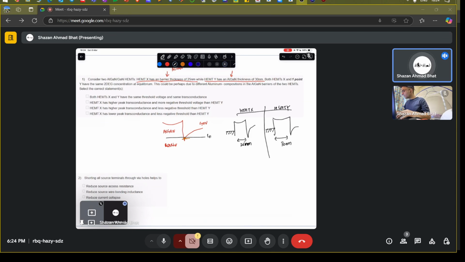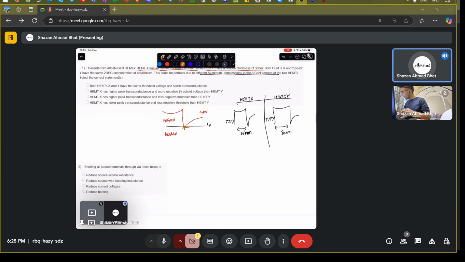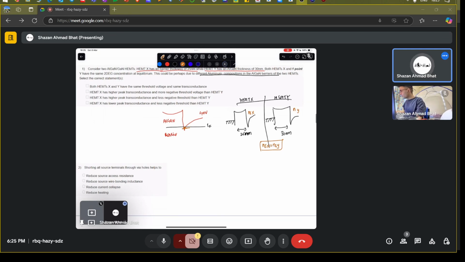Both HEMTs have the same two-dimensional (2D) electron concentration at equilibrium. This could perhaps be due to different aluminum composition in the AlGaN barriers of the two HEMTs. So it's saying that NS is equivalent to NSX is equivalent to NSY, which is basically the 2D concentration. They are the same. And it's saying that it can be done because of varying aluminum composition.